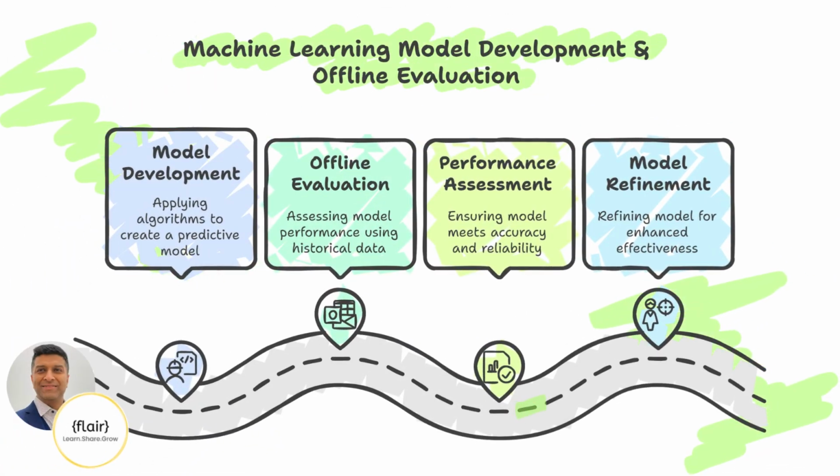Welcome back, everyone. Today, we're going to explore a key part of the machine learning process: model development and offline evaluation. This is where we take all the groundwork laid in data preparation and feature engineering and turn it into something that actually makes predictions. Let's walk through the process and break it down step by step.